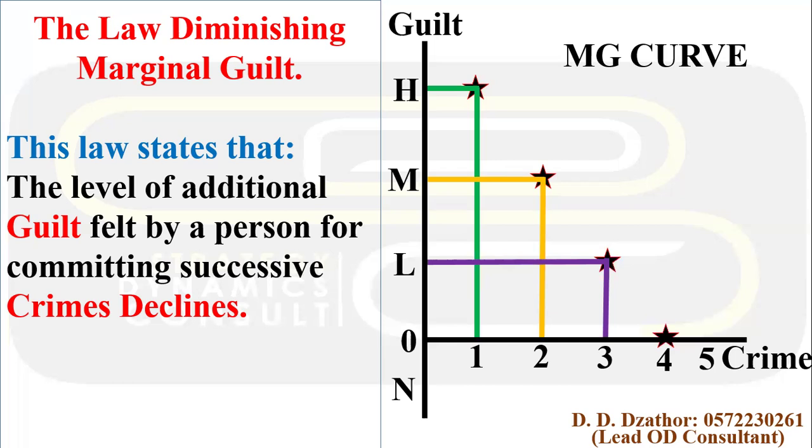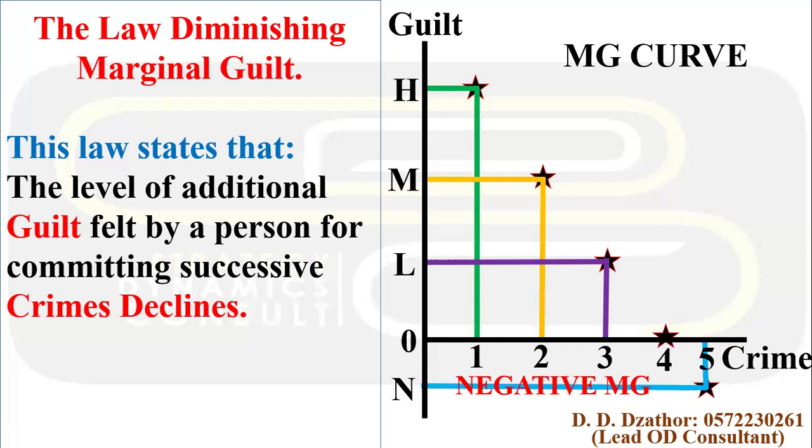And at this stage, the person gets into what we call normalization of crime or sin. The behavior becomes normal to the person. And this is what urges the person on to commit even more of that crime. So if the person commits the crime again after getting to zero marginal guilt, then the person transits into what we call the negative marginal guilt.